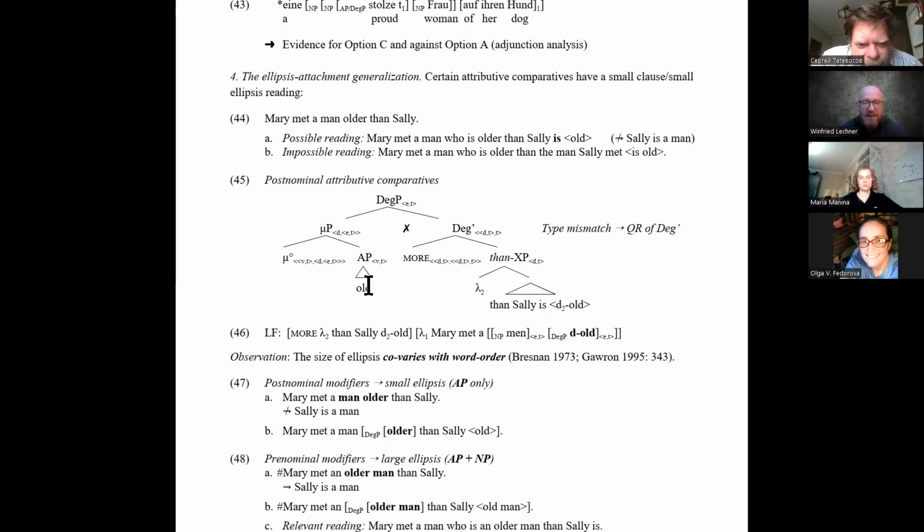Evidently, in this case, old and man should not form a constituent, or that's the most likely view here. So what we have here is old on its own, which combines with the mu hat that introduces the degree argument.